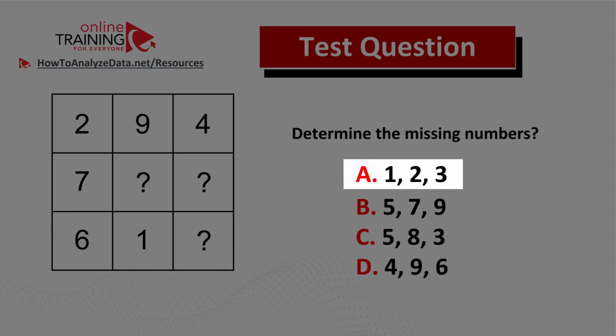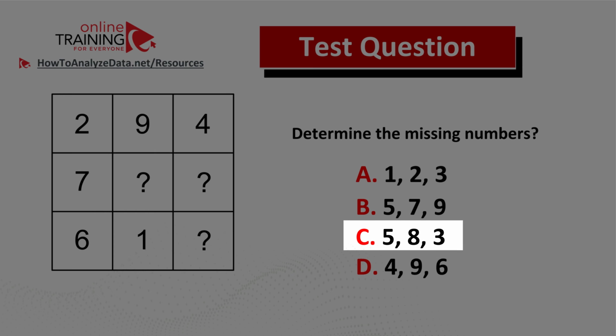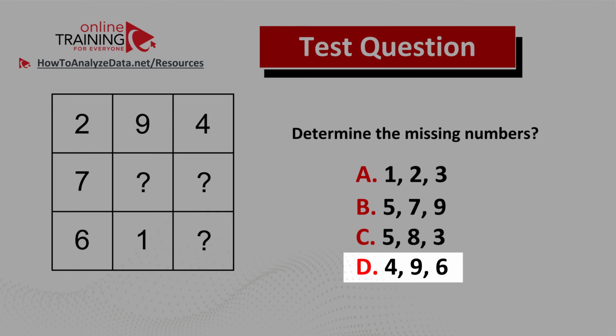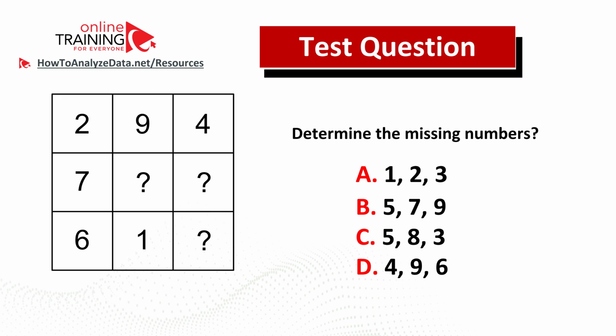Choice A, 1, 2, 3. Choice B, 5, 7, 9. Choice C, 5, 8, 3. And choice D, 4, 9, and 6. Do you think you know the answer? Now might be the right time to pause this video to see if you can come up with the answer on your own.